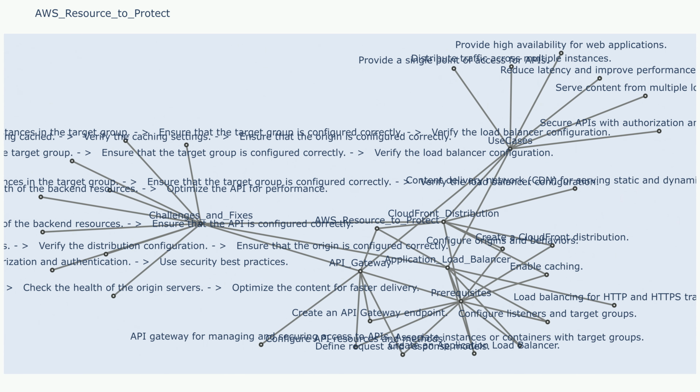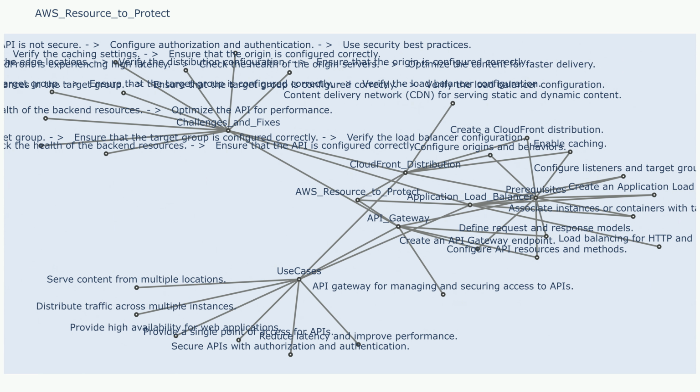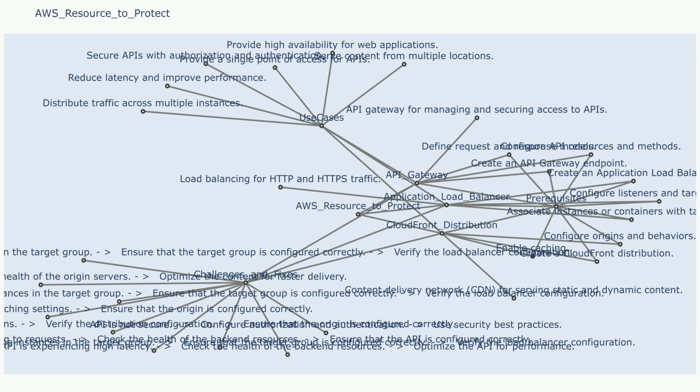Check the health of the instances in the target group. Ensure that the target group is configured correctly. Verify the load balancer configuration. Check if the load balancer is configured with a sticky session policy, which might be causing uneven traffic distribution. If you have a custom health check, ensure that it is configured correctly in responding to requests.